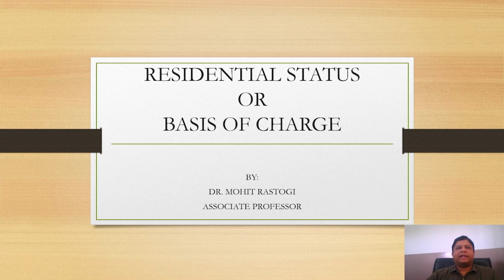However, to determine the tax liability of an assessee, it is essential to know his residential status. In this unit, we intend to explain the method of applying the rules regarding residential status and thereby determining the scope of total income of the assessee. So let's start with the unit.